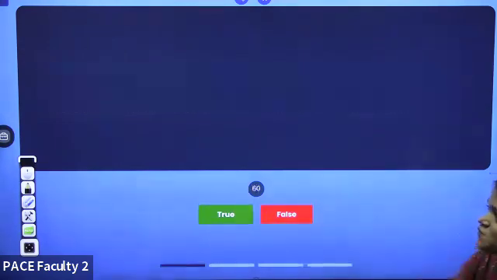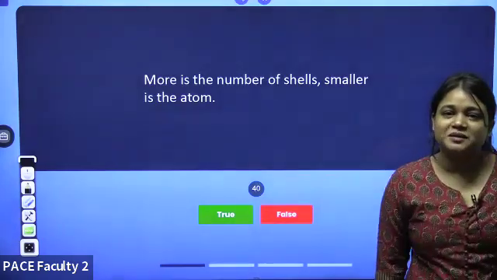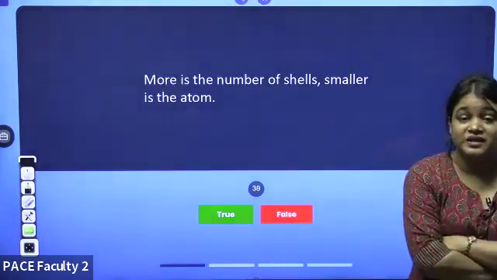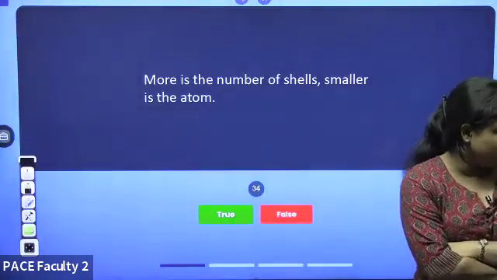Absolutely, it's true. Then, more is the number of shells, smaller is the atom. Is this true? More is the number of shells. जैसे जैसे आप शेल इंक्रीज करते जाएंगे एटॉमिक साइज इंक्रीज होएगा या डिक्रीज होएगा? फॉल्स. एब्सोल्युटली करेक्ट. बिल्कुल सही बता रहे हो. जैसे जैसे शेल नंबर इंक्रीज होएगा एटॉमिक रेडियस भी इंक्रीज होता जाएगा. वेरी गुड डोंडी.